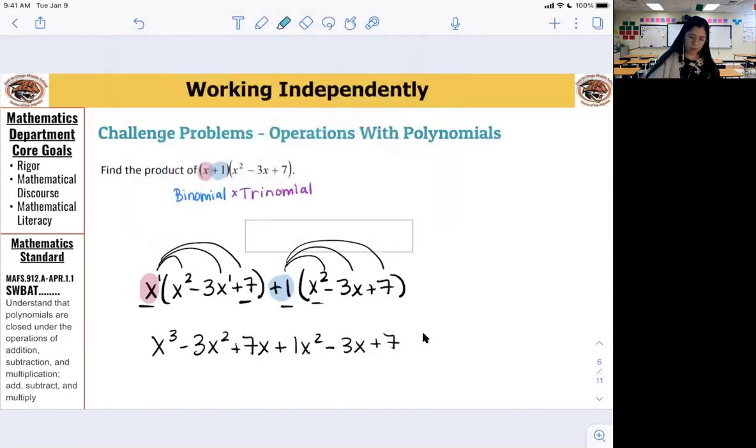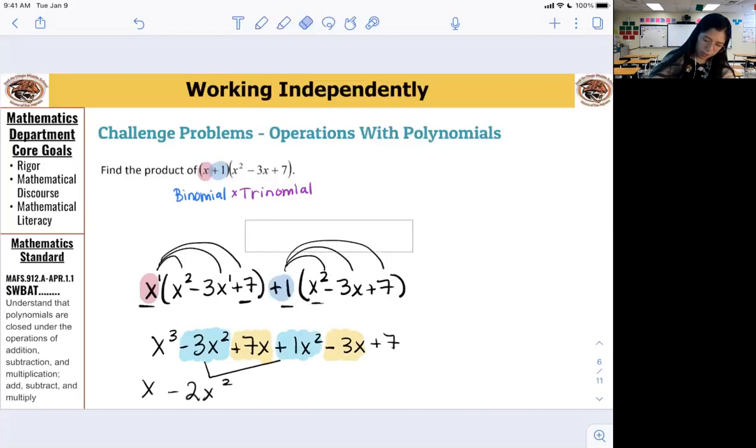Good. Another pair of like terms? 7x and negative 3x. And now I combine everything. So what do I write down first? X cubed. Next, x squared. So here I have negative 3 plus 1. What do I get? Negative 2.